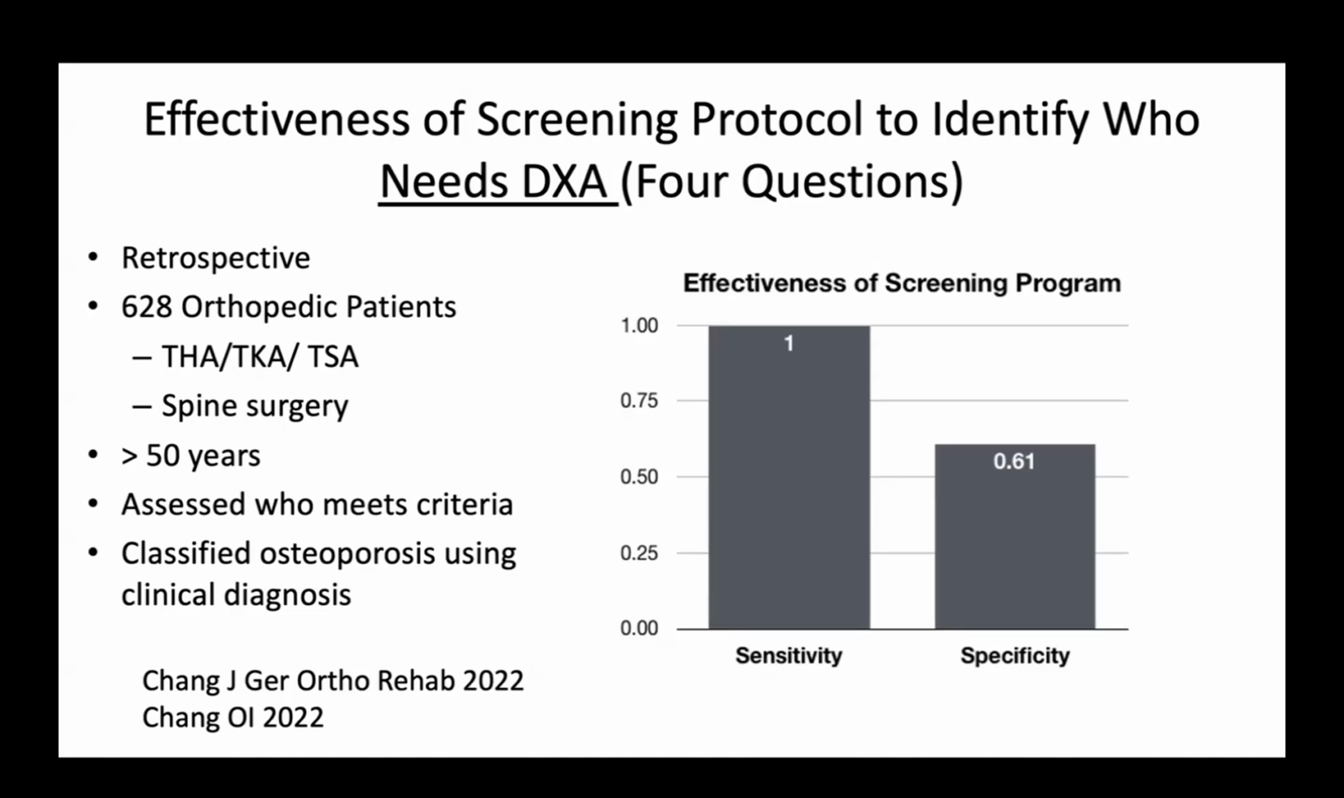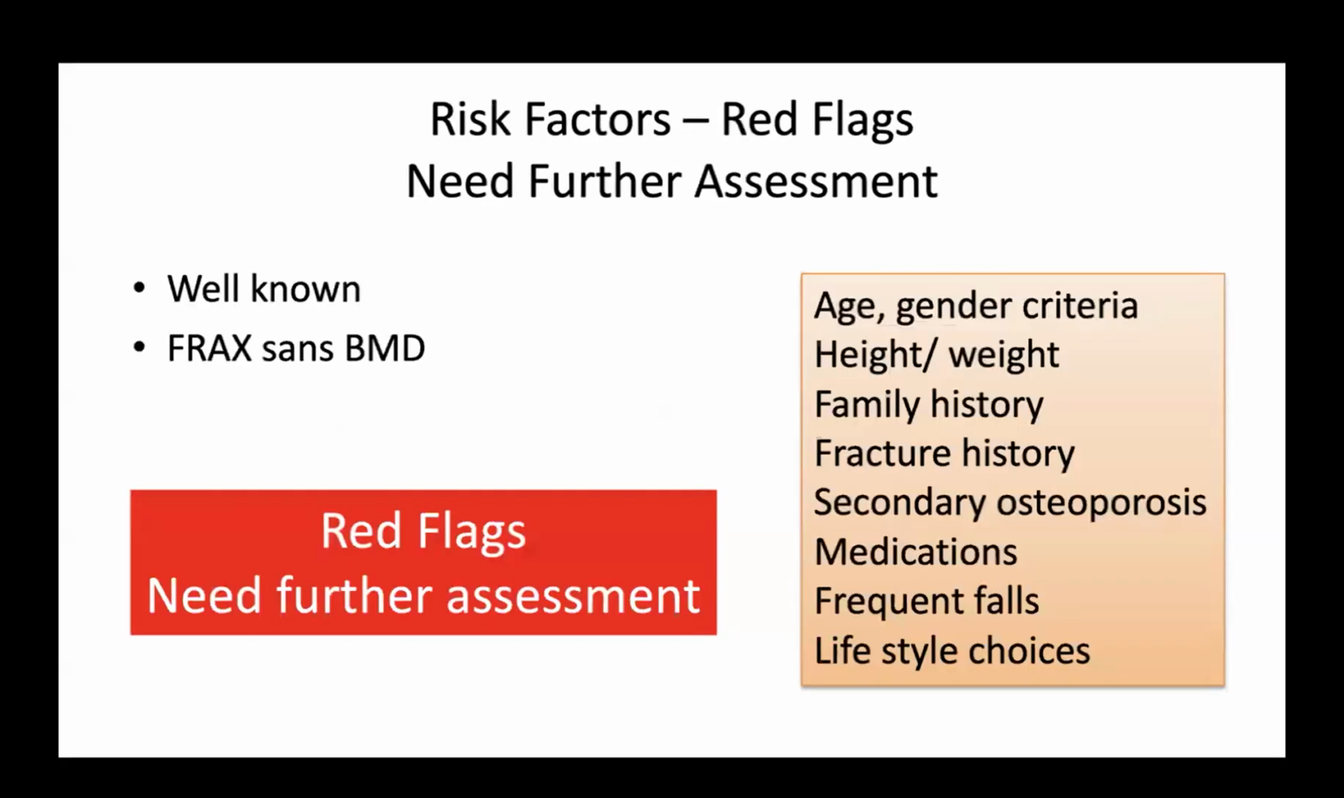We also did a prospective study of just total knee patients, and the specificity in that one was not as good. It was 0.3. So the other thing is that the surgeons need to be educated about risk factors, as these act as red flags. They're well known, and basically they're the risk factors that are pretty much published in the FRAX tool. And we need to get orthopedic surgeons to pay attention to these. And when they're present, then the patient should be considered for further assessment.